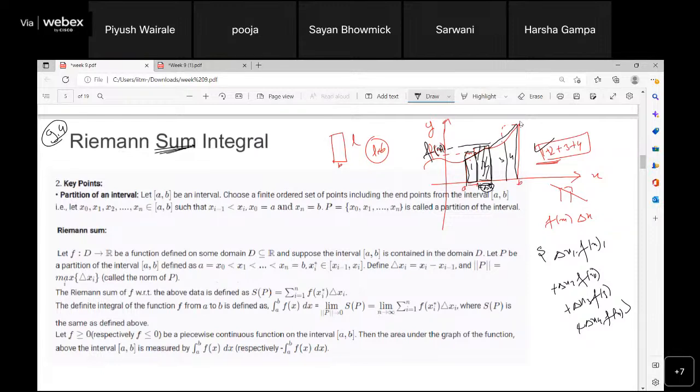Okay, but now what is this Riemann sum integral saying? Suppose I have let a and b be an interval. Choose a finite ordered set of points, including the end points, from the interval a to b. So we have chosen the 4 intervals, right? Let x0, x1, x2, up to xn belong to the interval a, b.